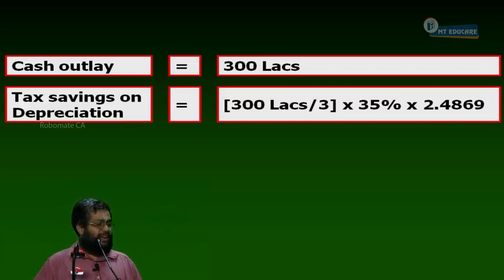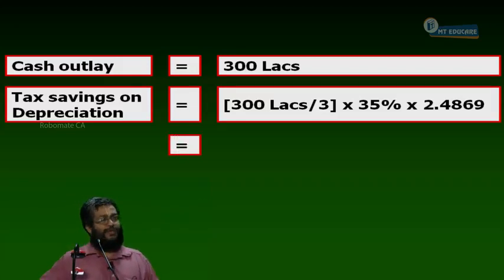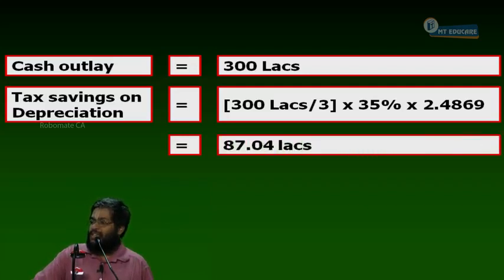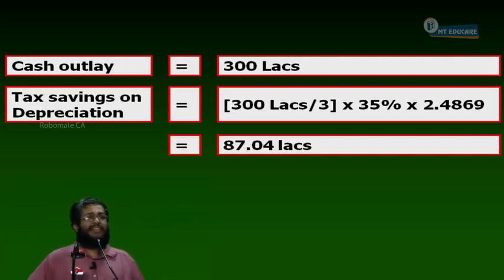Please take the calculator. 1 divided by 1.10, three times, plus grand total. What's the number? 2.4868. So it is 35 lakhs into 2.4869. I want the multiplied number. Tell me the number. It is 87.04 lakhs. The present value of tax savings is 87.04 lakhs.